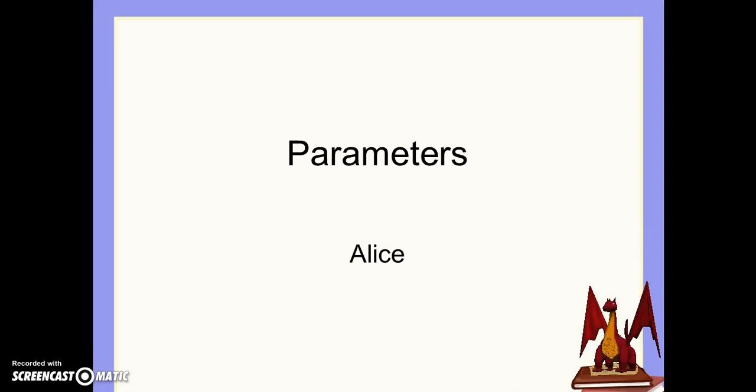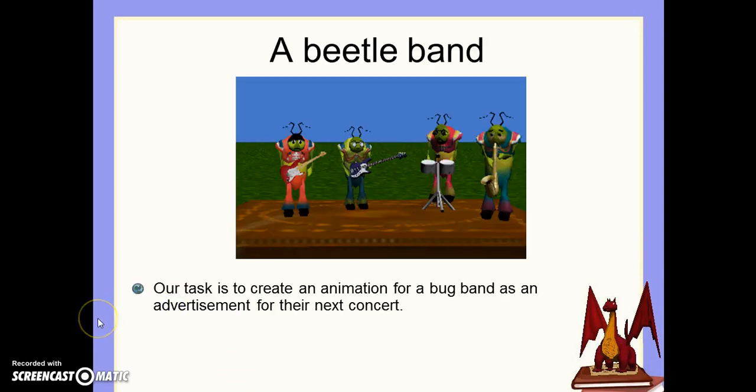Okay, welcome to the Chapter 4, Section 2, Parameters presentation lecture. The example that we'll be using in Section 2 deals with a beetle band. We'll actually be starting to incorporate sound into our programs. So our task is to create an animation for a bug band as an advertisement for their concert.